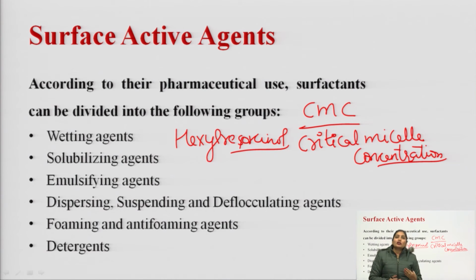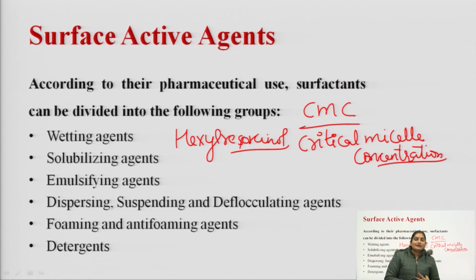Another application of surface active agent is antibacterial activity. Ionic surfactants adsorb on the cell surface by electrostatic interactions, and as a result the cell surface loses its integrity and essential materials are lost through leakage. So, I have told you about 3 applications of surface active agents.